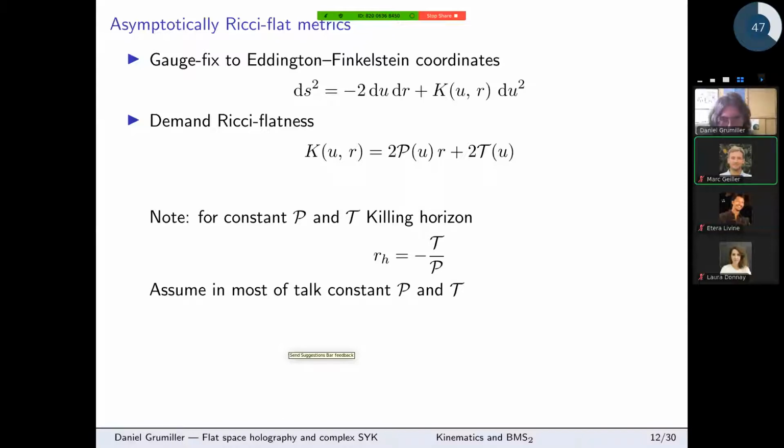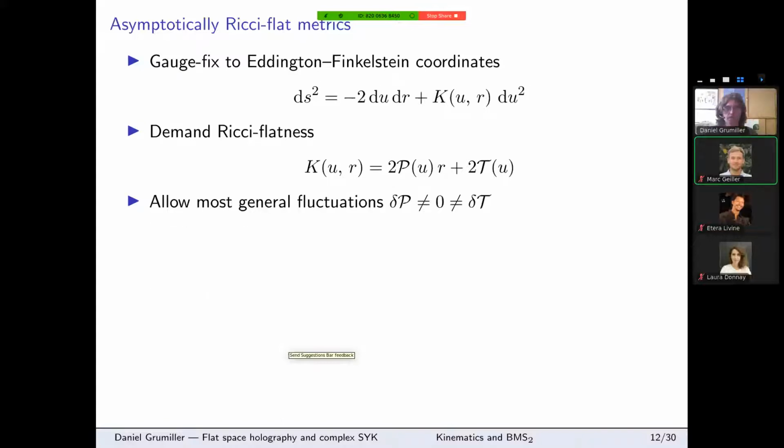So demanding Ricci flatness means that this function k(u,r) in the uu component of the metric can be at most linear in the curvature. So that means k(u,r) is some function that is, for convenience, 2 times p(u) times r plus 2 times t(u). And p and t are arbitrary, in principle state-dependent, functions. If they're constant, then you can easily spot that there's a Killing horizon at r_h equals minus t over p. For simplicity, for most of my talk you can assume that p and t are constant, even though most of what I say generalizes to the case when they're functions of u.